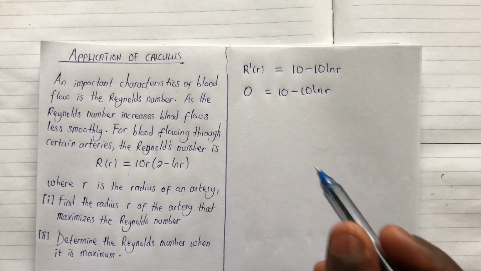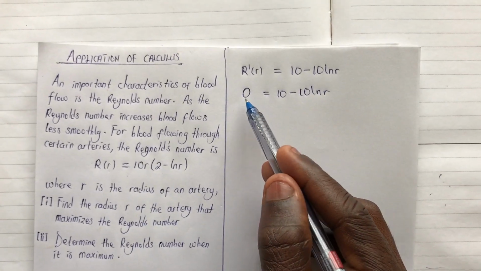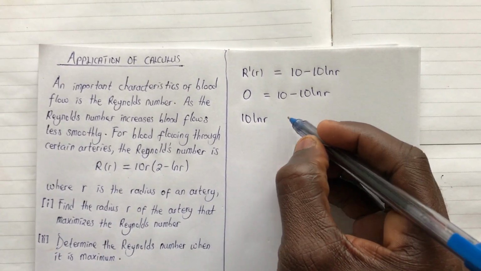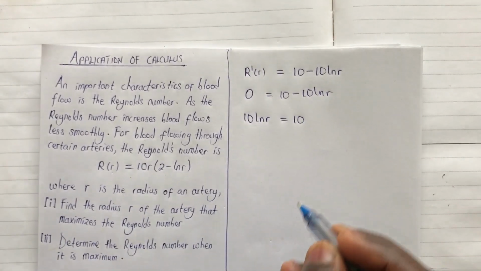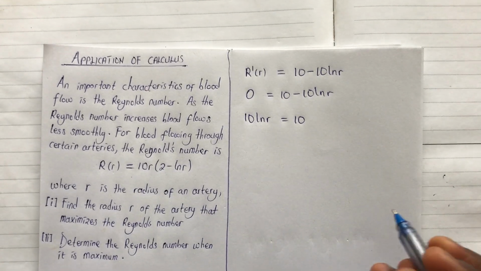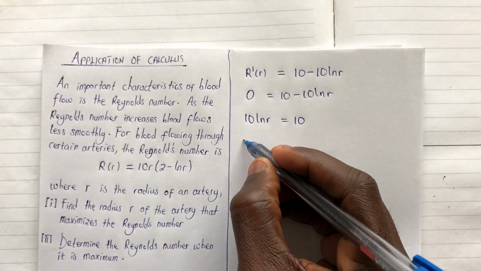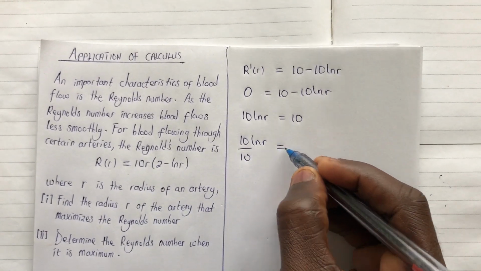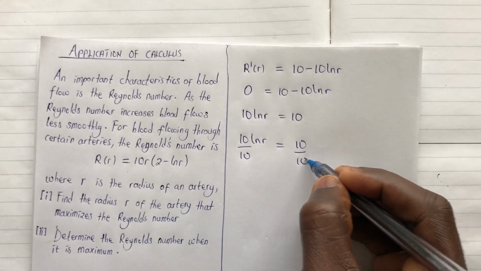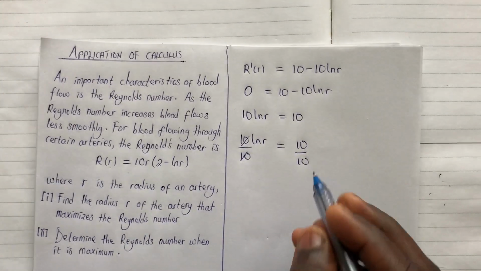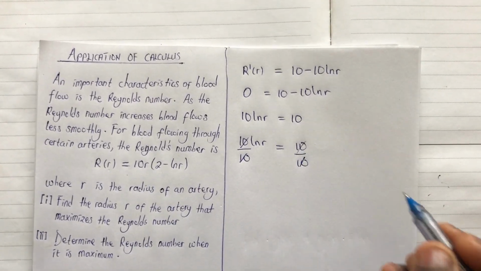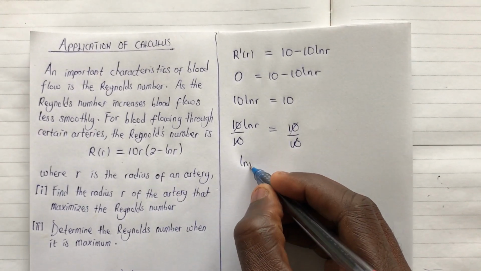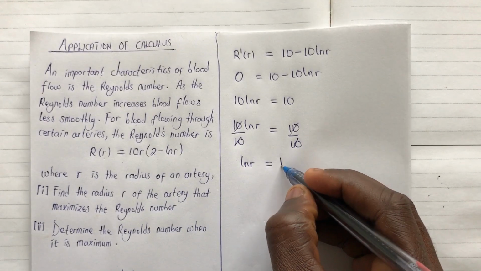So now I can move this one to this side, giving me 10 ln r equals 10. Then I can divide through by 10, giving me 10 ln r over 10, 10 over 10. This will take care of this. Then I have 1. So I'm getting ln r equals 1.